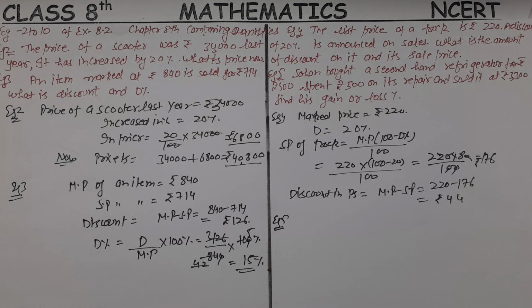Next example number 5. Sohan bought a second-hand refrigerator for rupees 2,500. Spent 500 on its repair. Sold it at rupees 3,300. Find his gain or loss percent.